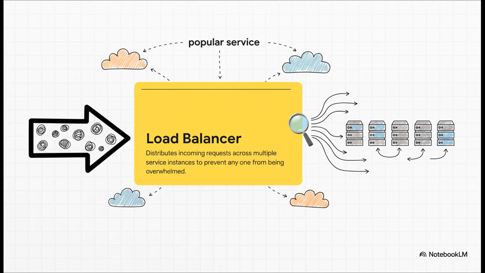When a request comes in for a really popular service, the load balancer doesn't send it to just one building. It intelligently directs it to one of the many identical copies of that service that are running. It spreads the work out, making sure no single one gets overwhelmed. This is what keeps everything feeling fast and responsive for you, the user.